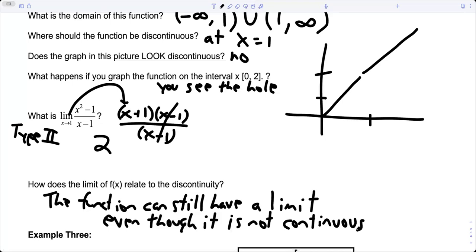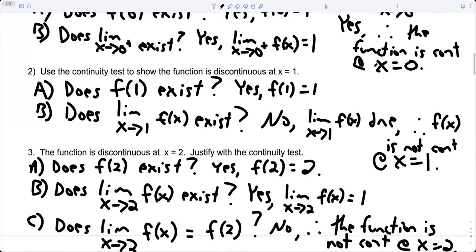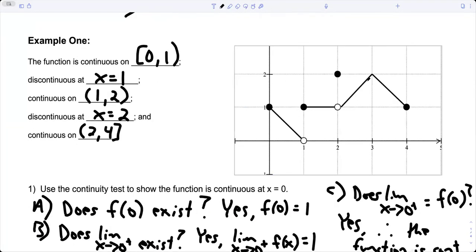So look right here for a second. I'm looking at the graph. As we approach 1 from the left-hand side, the value of that limit is 2. And as we approach 1 from the right-hand side, the value of that limit is also 2. So the limit does exist at 1, it's equal to 2, but the function is not continuous. Same thing right here. The limit as we approach 2 from this side is 1, and from the other side is also 1. Therefore, it has a limit. The value of the limit is 1, but the function is not continuous.